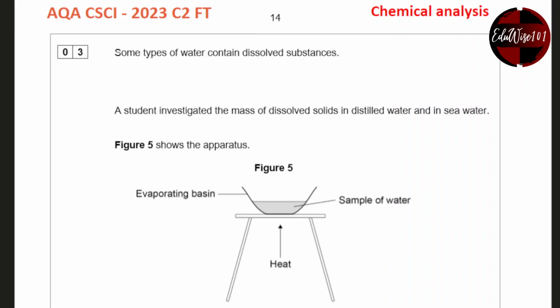In this video, I'm going to go through the AQA Combined Science 2023 Chemistry Paper 2 Foundation Tier. Question number 3 is on the chemical analysis. Some types of water contain dissolved substances. A student investigated the mass of dissolved substances in distilled water and in seawater. Figure 5 shows the apparatus.